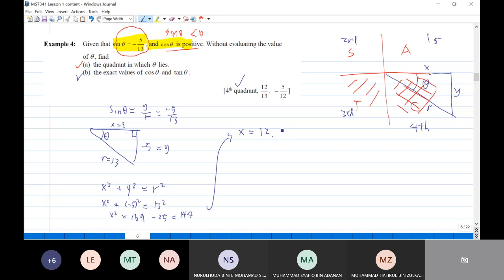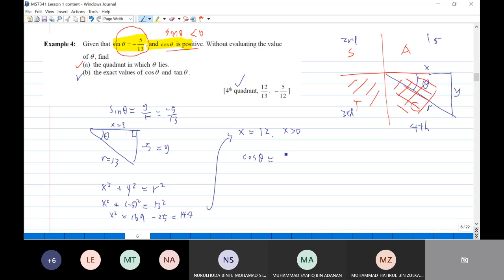Usually we can take the square root as plus or minus 12, right? But because x is greater than 0, x equals 12. So why do we need x here? Because then you can find out what cosine theta is.